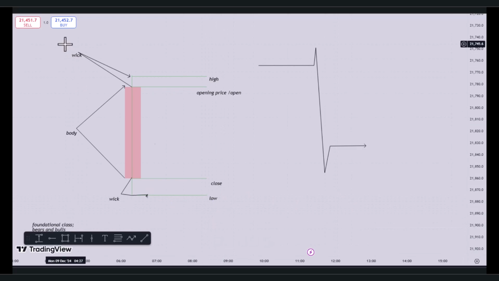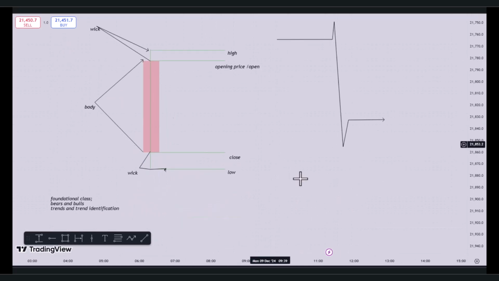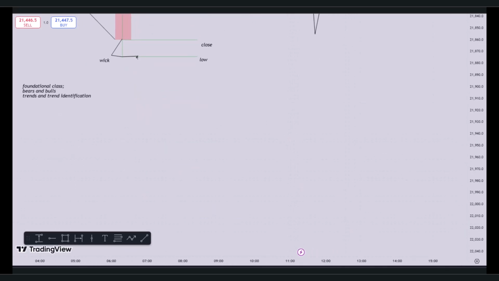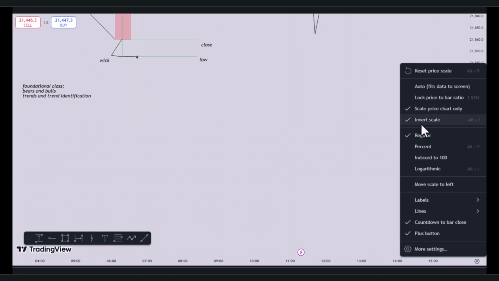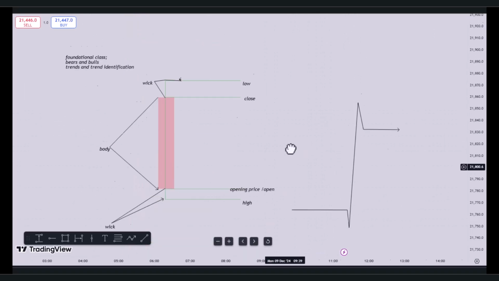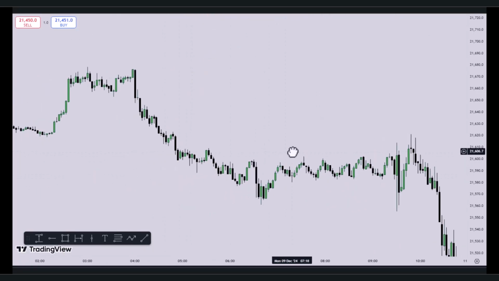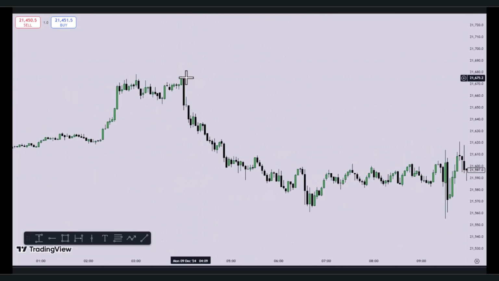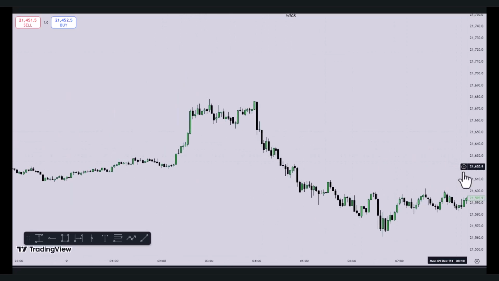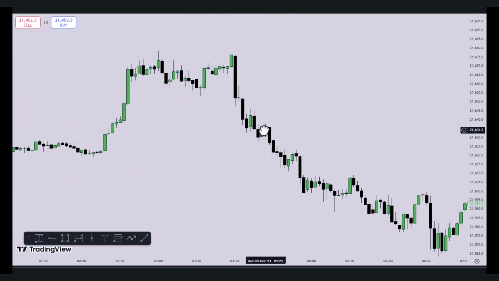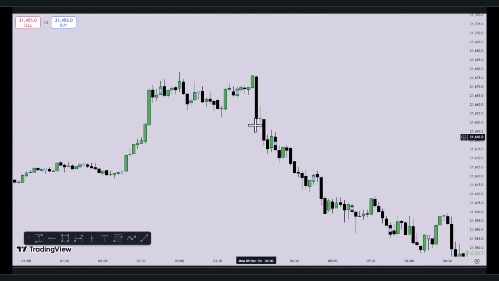So I can take off this and we can look at it from actual charts. Allow me to invert the scale back. So this is our bearish candle, as you can see. Any of the black candles you can pick as bearish.